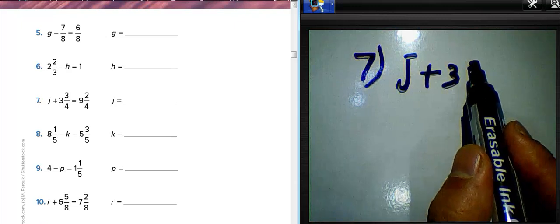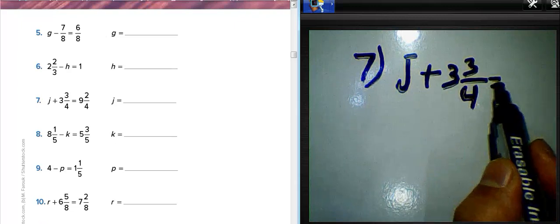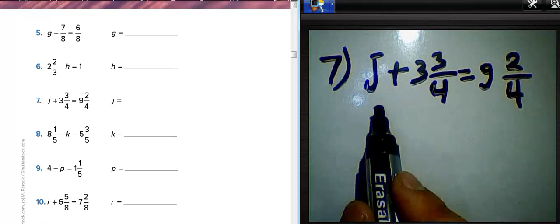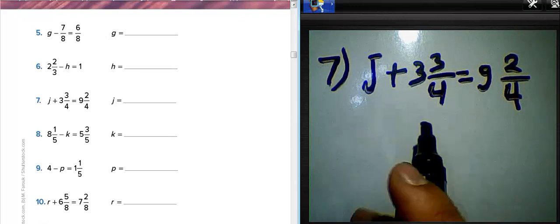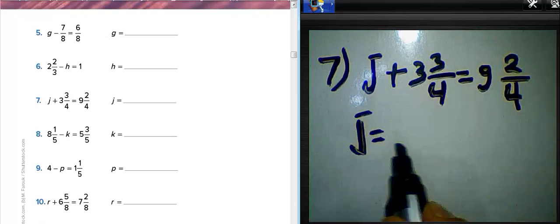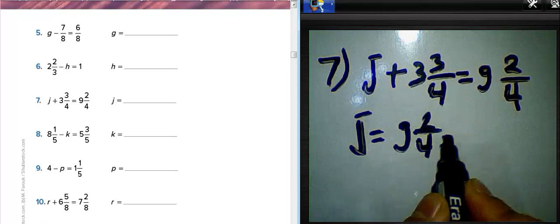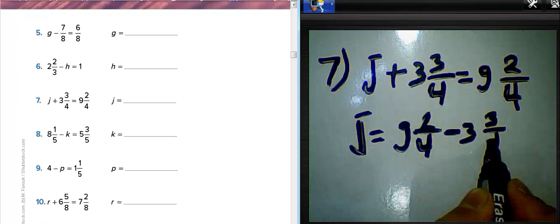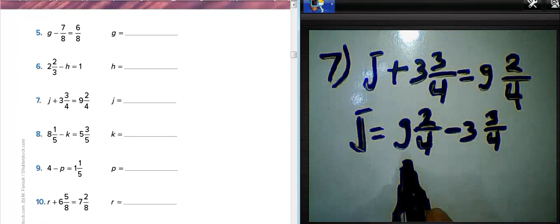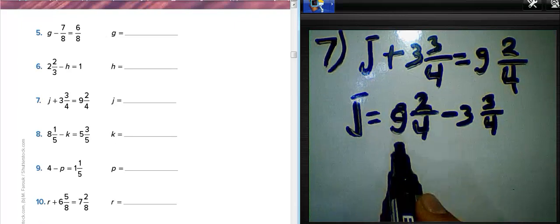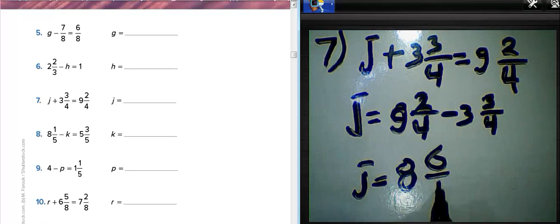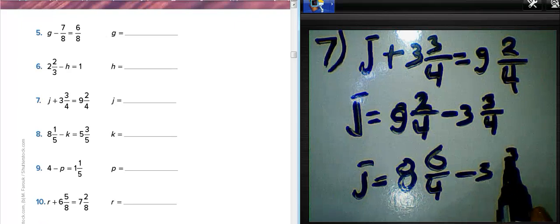J plus 3 and 3 over 4 equals 9 and 2 over 4. Who can tell me how to find the unknown here? We must subtract. Find the difference between 9 and 2 over 4 and 3 and 3 over 4. So J equals 9 and 2 over 4 subtract 3 and 3 over 4. We can find the difference between them, but 2 is less than 3, so we must borrow 1 from 9. Okay, 9 will be 8, and 4 plus 2 equals 6, so 6 over 4 subtract 3 and 3 over 4. Understood, my students?